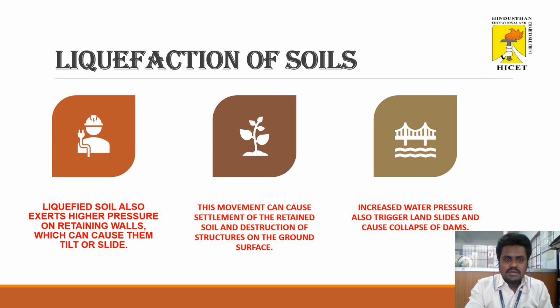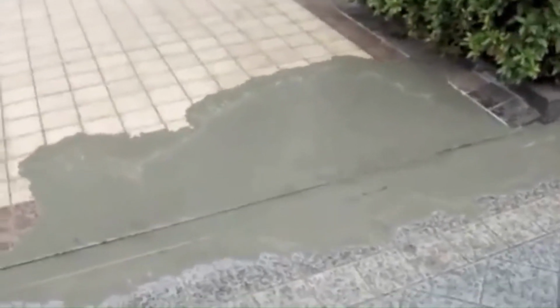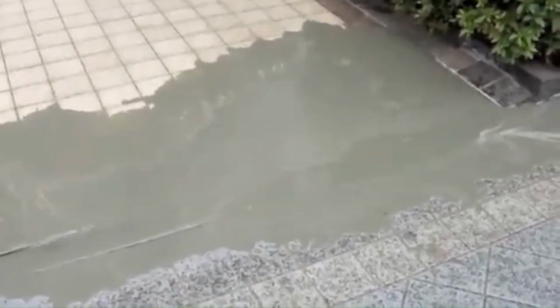The movement can cause settlement of retained soil and distortion of structures on the ground surface. Increasing water pressure can also trigger landslides and cause collapse of dam structures. So this is a small example video for liquefaction of soil.